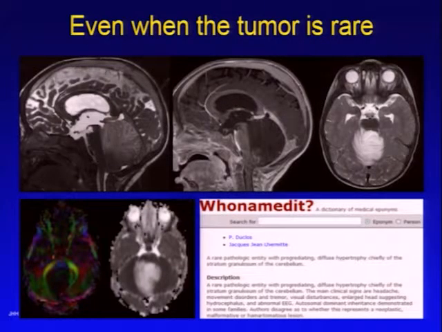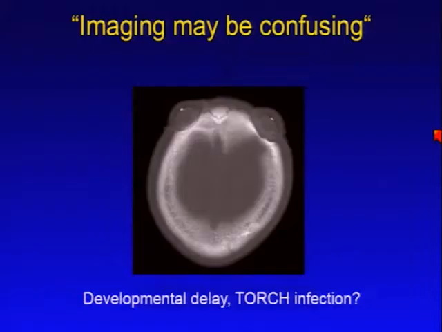We see here an expansile T2 hyperintense lesion, which is respecting the folial pattern and anatomy of the vermis, but also of the cerebellar fissures. It is not really expansile, it's a little bit expansile. It has some ADC hyperintensity. There's no real enhancement, and when I show this, everybody says this is a Lhermitte-Duclos. So even when the lesions are very rare, usually you will immediately make this diagnosis.